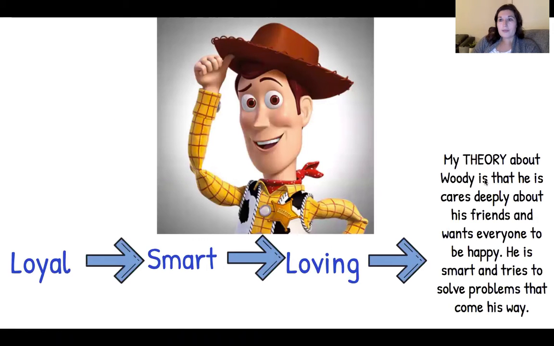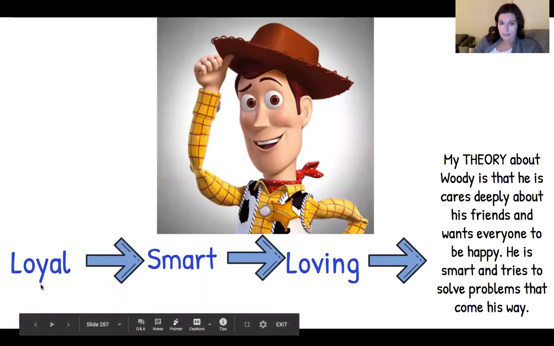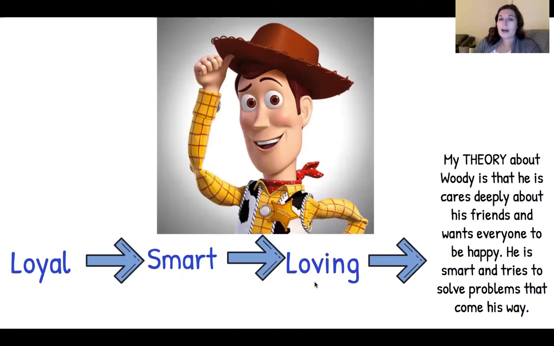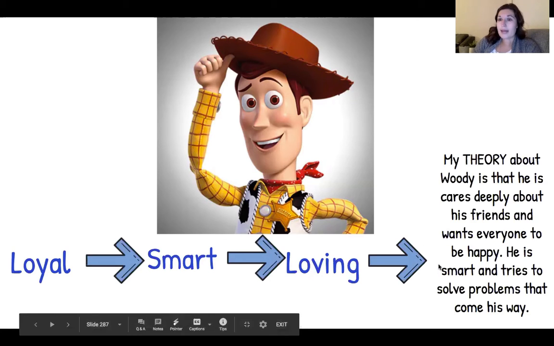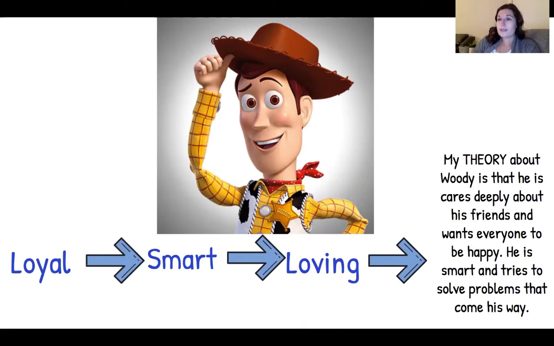So an example of this is I have Woody here, and I have three character traits to describe Woody. I said that he's loyal, smart, and loving. Then I thought about how these three traits were connected together, and I wrote a little summary on the right in black saying my theory about Woody is that he cares deeply about his friends and wants everyone to be happy. He is smart and tries to solve problems that come his way.